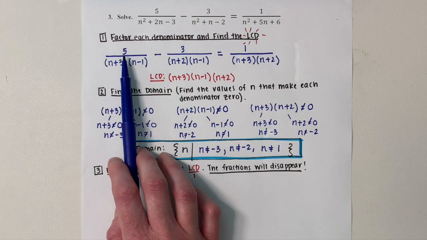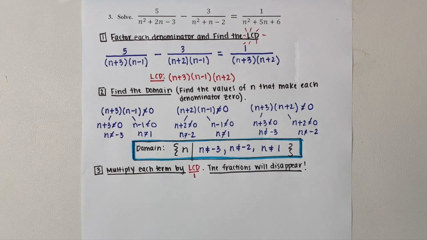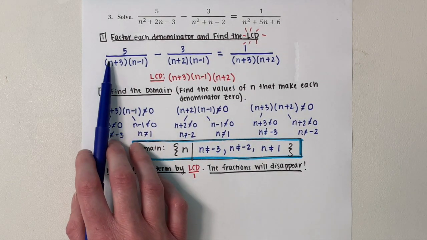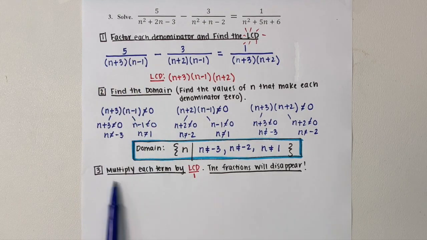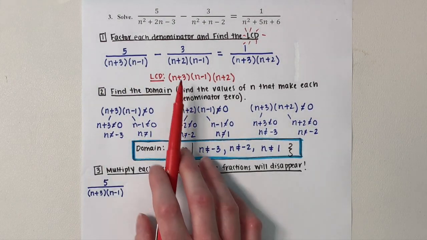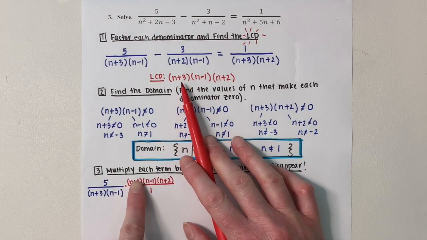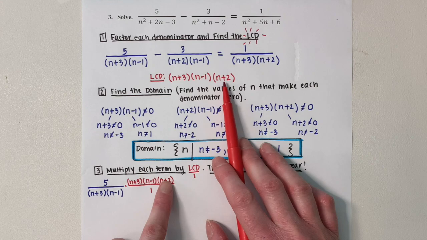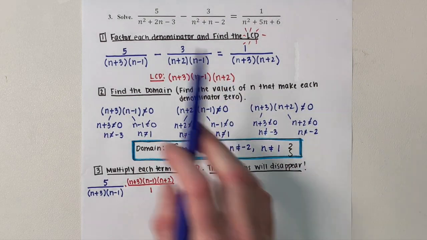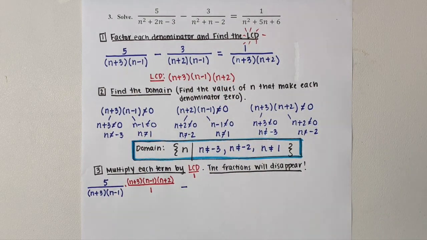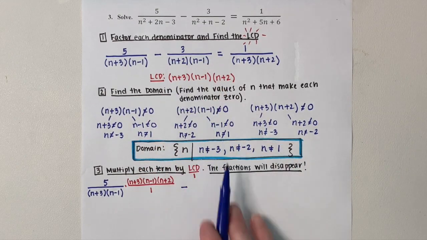So we have 1, 2, 3 terms. We're going to multiply each of those terms by the LCD over 1. I'm going to start by copying down this first term right here, and I'm going to multiply it by this LCD over 1. So I've multiplied it by n plus 3 times n minus 1 times n plus 2 over 1. Then let's copy down this subtraction symbol, and then we'll take this second term and write it here.